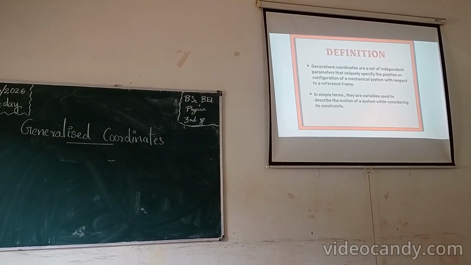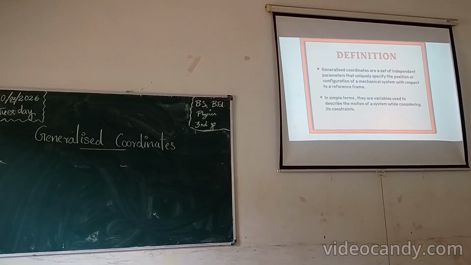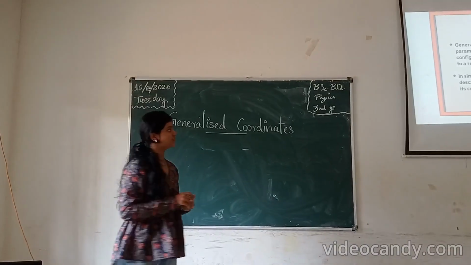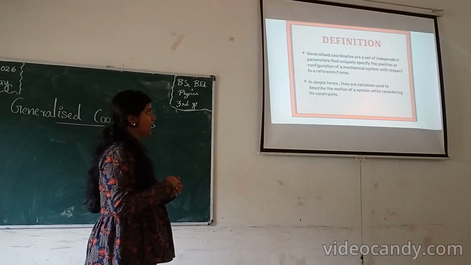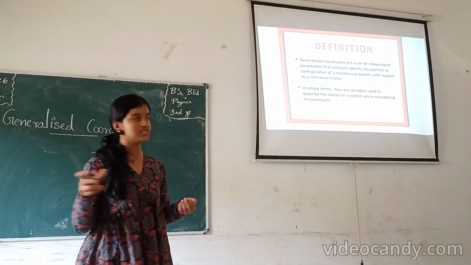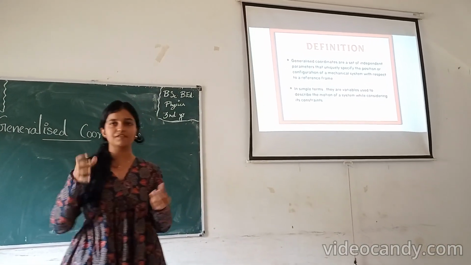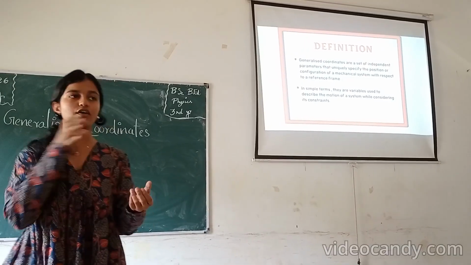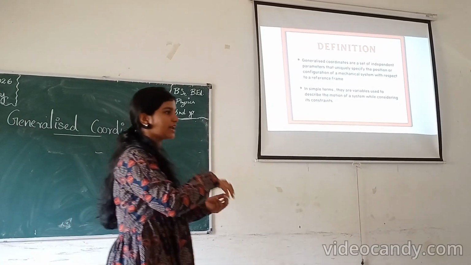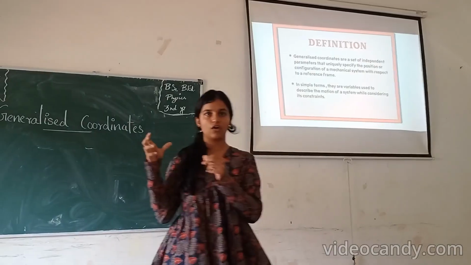So the important definition is: generalized coordinates are a set of independent parameters which are used specifically for finding position or configuration with respect to the reference point or frame.